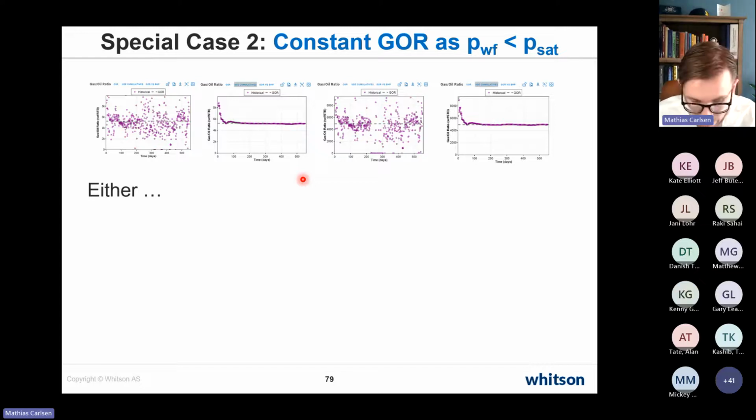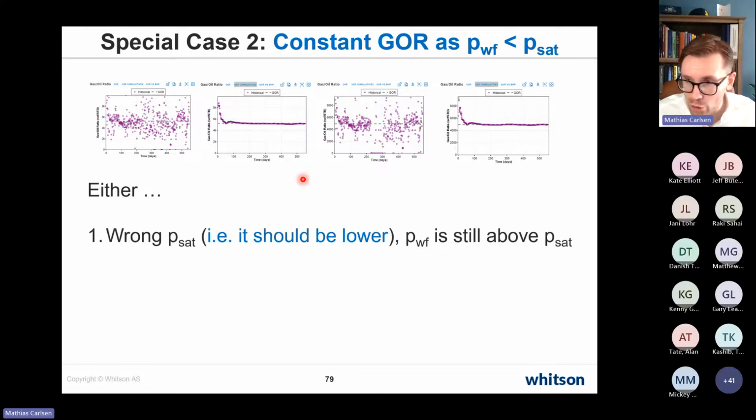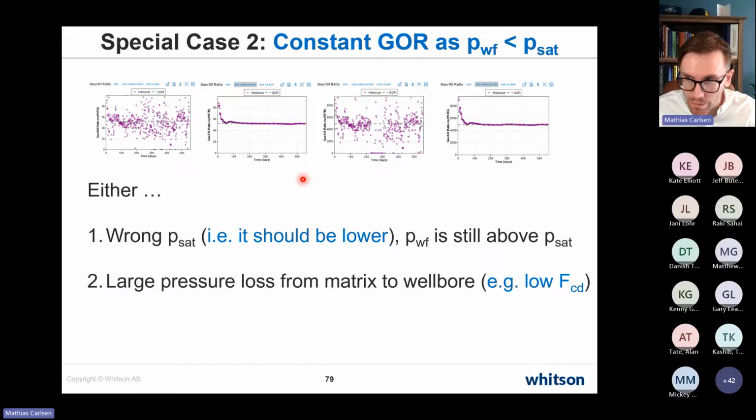So the first thing could be that you just have the wrong saturation pressure, and that you're producing at a pretty high bottom hole pressure that's still above the saturation pressure. That's very rarely a typical explanation, but that is one in the solution space. The second one, which is a really easy thing to put into your model, is to have a huge pressure drop between the matrix and the wellbore. And that can be achieved by, for instance, introducing a low fracture conductivity.